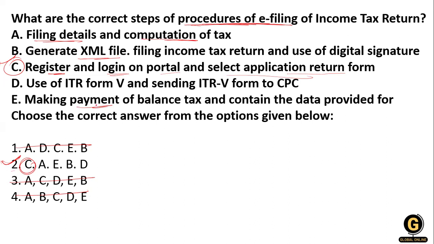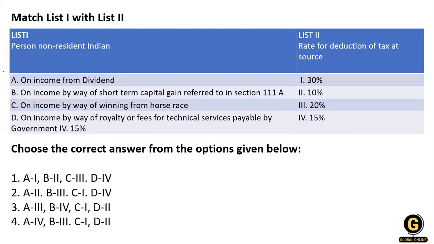After that, we use the ITR form and send the ITR form to the CPC. In this kind of question, you don't need to match each and every statement. You match the first one or two statements at the start and the last one at the end, and you get the answer. So we got the answer when we selected the first statement. Now the next question.